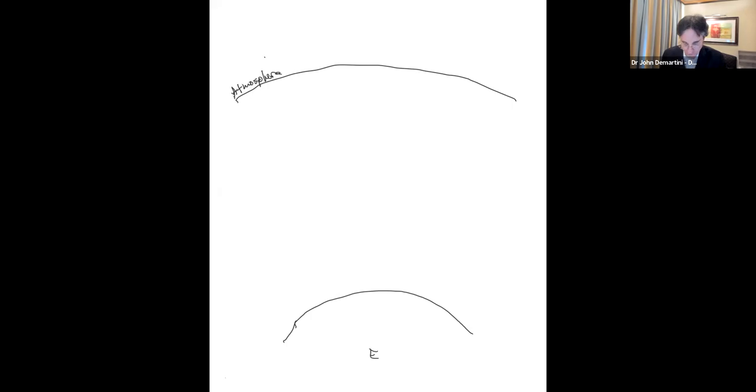Now, soulmates. So let's put this diagram here. Here's the Earth, and here's the atmosphere again. Atmosphere means sphere of the soul.